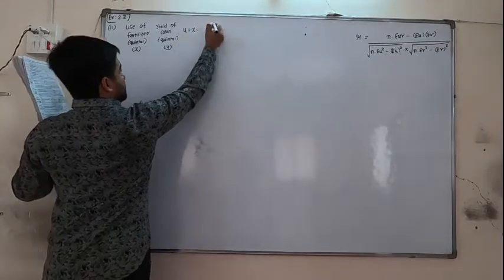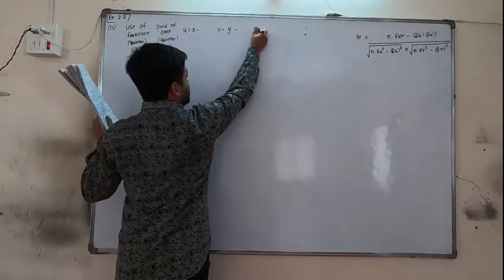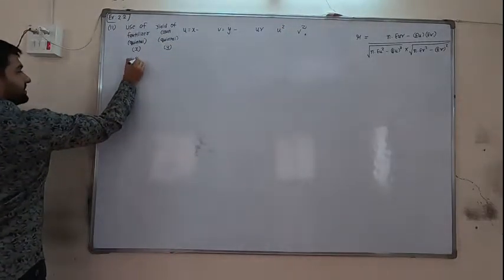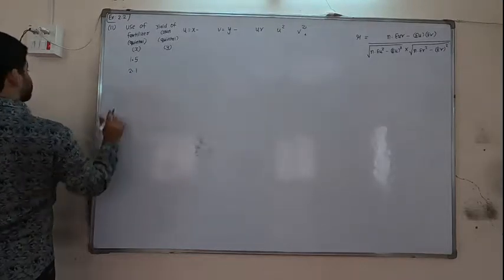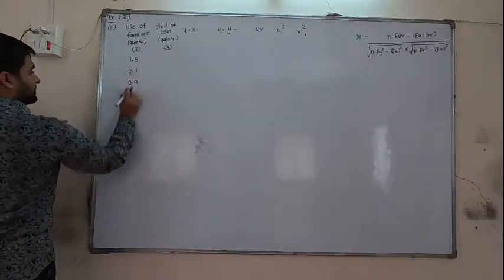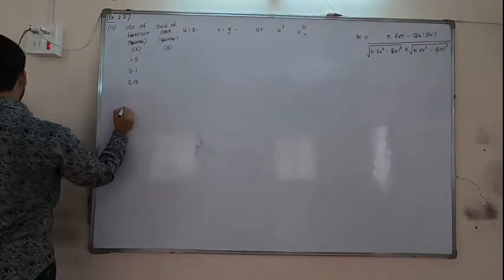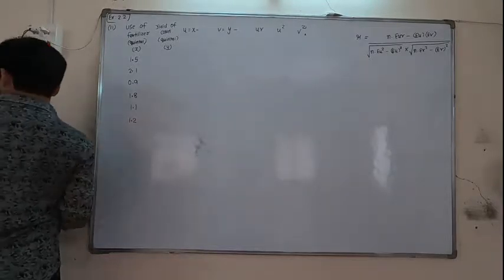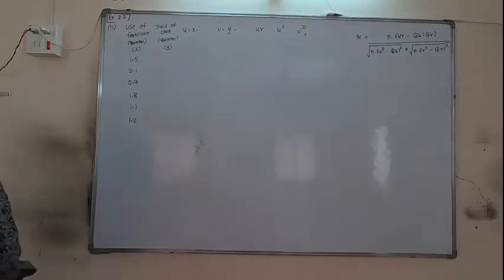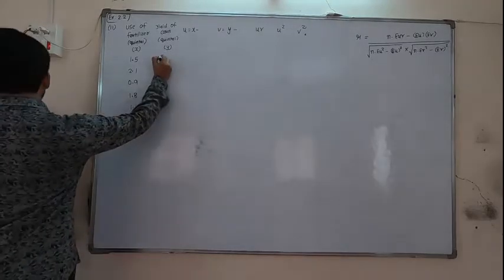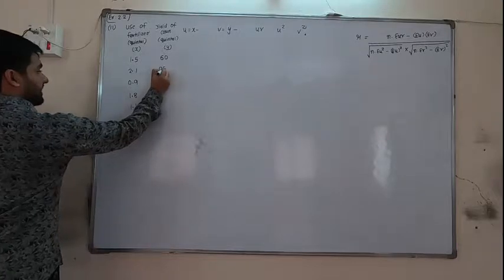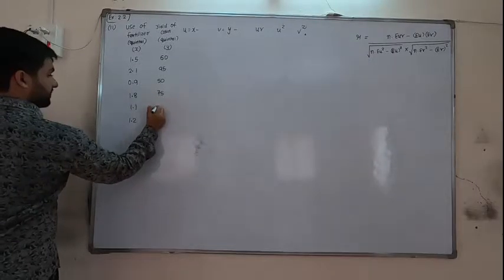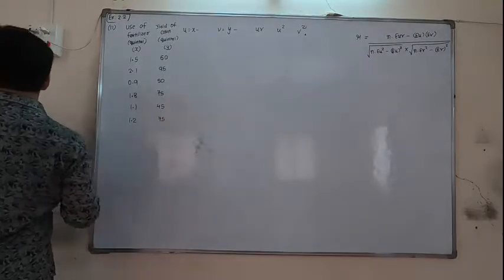U is equal to X minus something, V is equal to Y minus something, then UV, U square, V square. Here all are with decimals: 1.5, 2.1, 1.8, 1.1, 1.2. Here scale transformation is compulsory, otherwise there are so many decimals in these sums. The Y values are 60, 95, 50, 75, 45, 75.